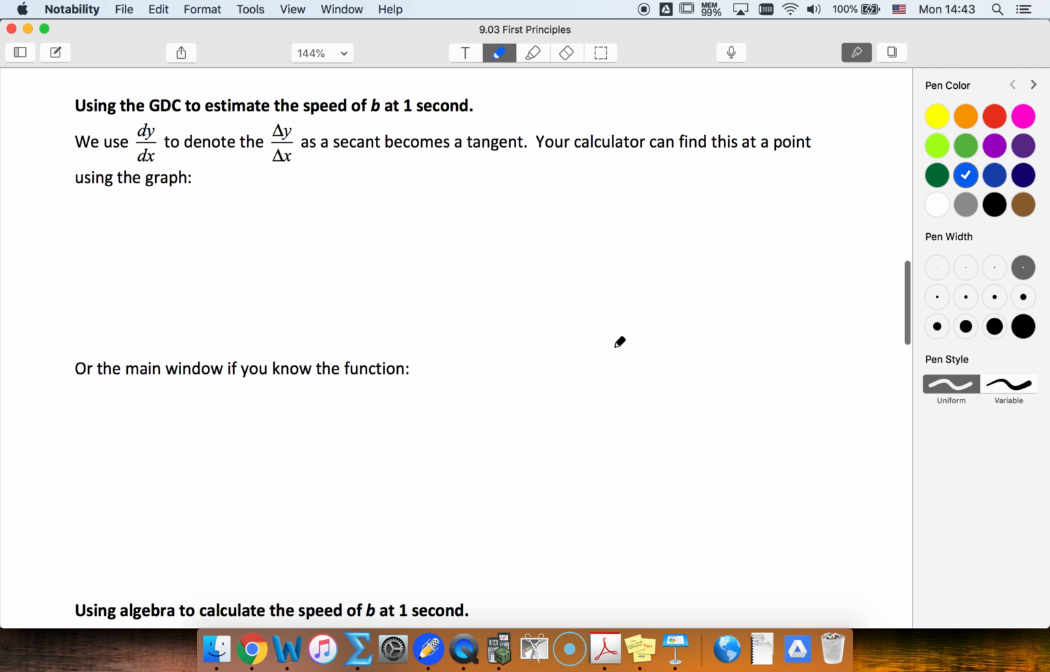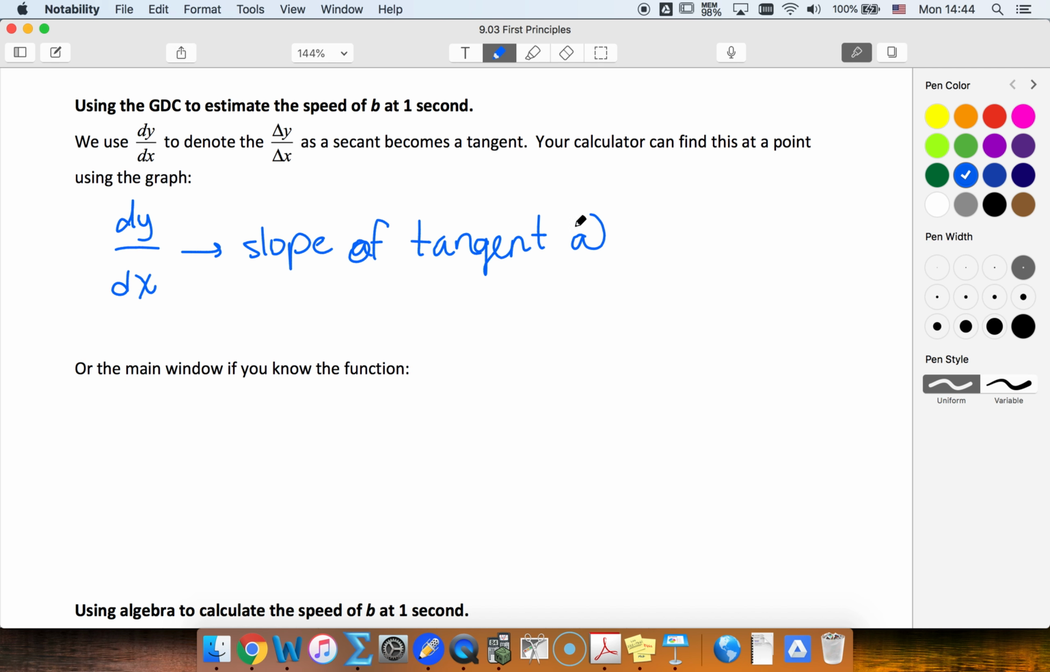Okay. So we've been using our calculator to help us figure this out. And what we've been doing is finding our delta y over delta x. So we abbreviate delta y as dy and delta x as dx. So this dy dx value is really our slope of the tangent. So dy dx is the slope of the tangent at a specific point.